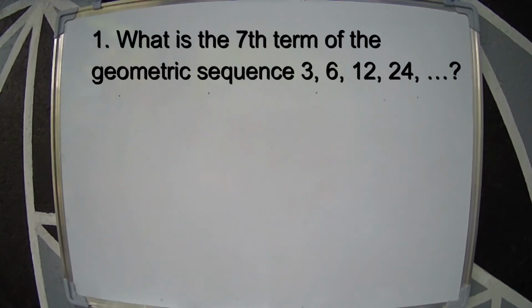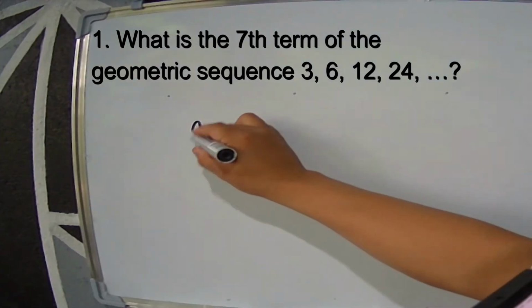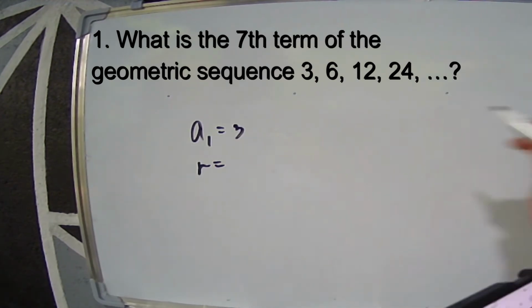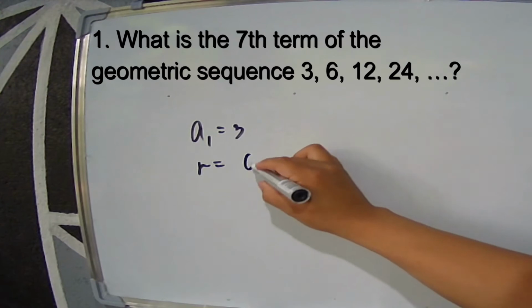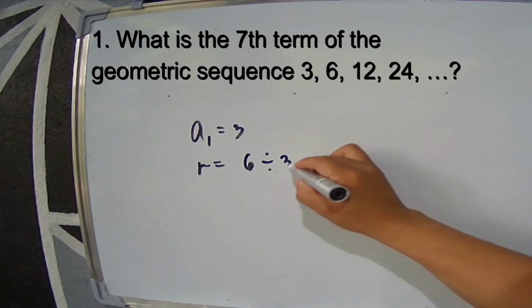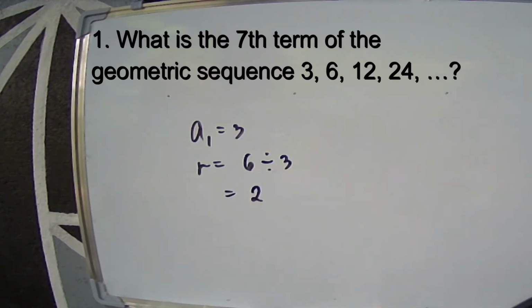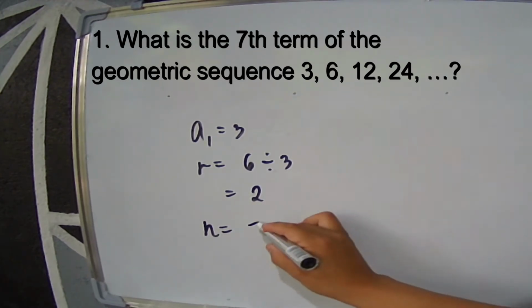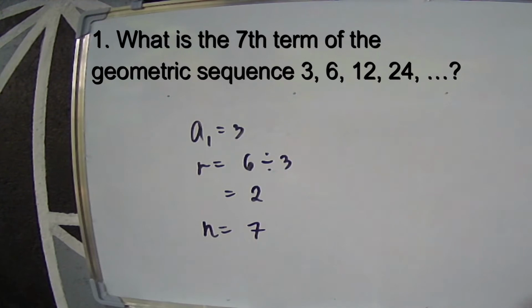Okay, let's have examples. Number 1. What is the seventh term of the geometric sequence 3, 6, 12, 24? The first term is 3. The common ratio can be obtained by dividing 6 by 3, and that is 2. And n is 7, since we're looking for the seventh term.